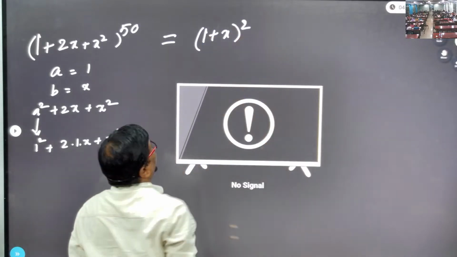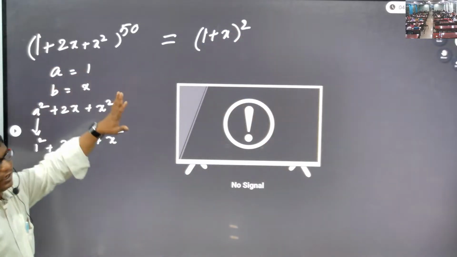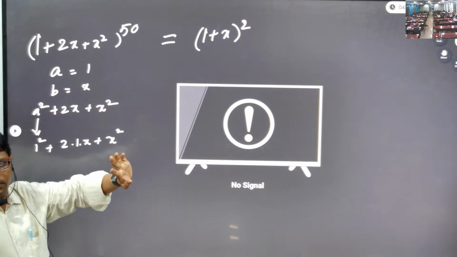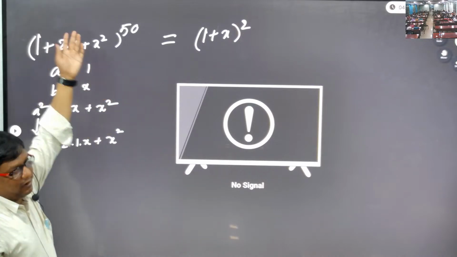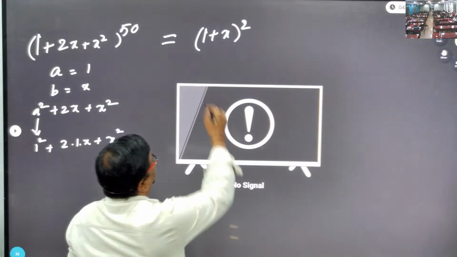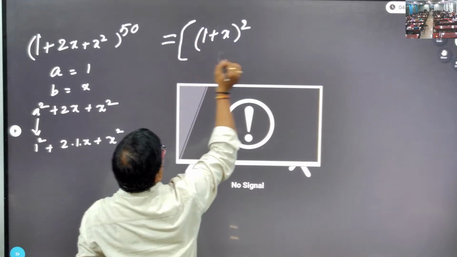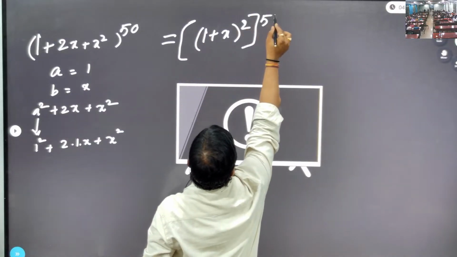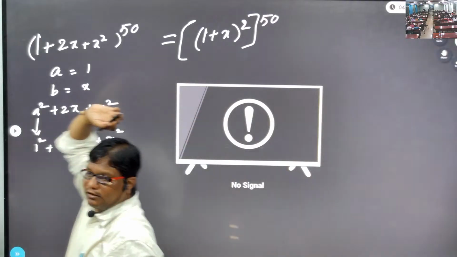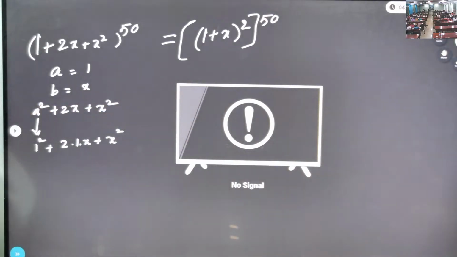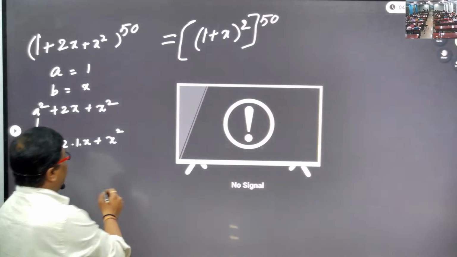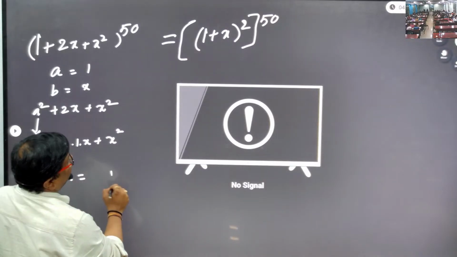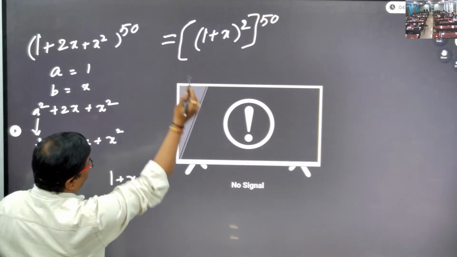Okay. So is the equation completely completed? So we are ready to write the power. So (1 plus x square) power 50. This is the equation. Now simplify it. So n is equal to, what will you be getting? n is equal to (1 plus x) power 100.